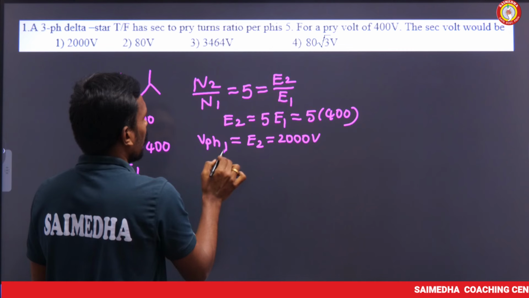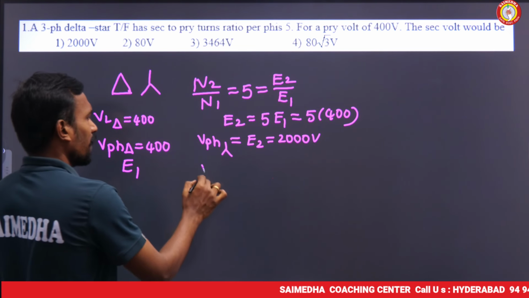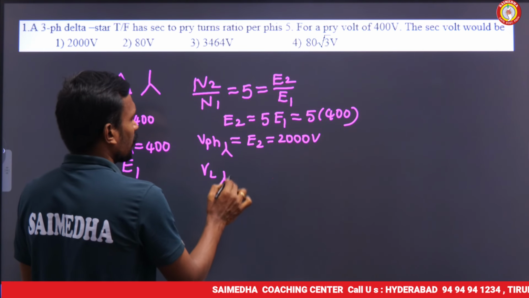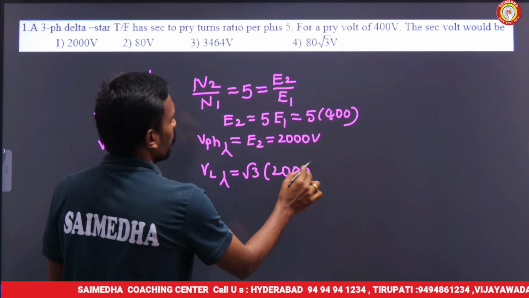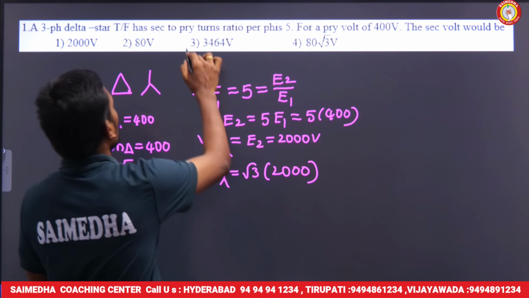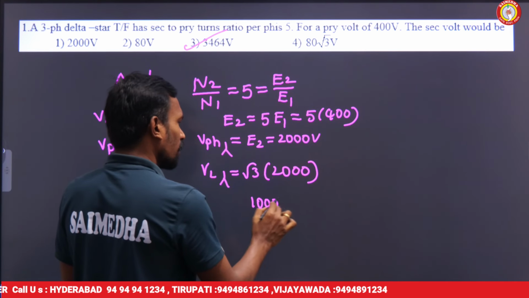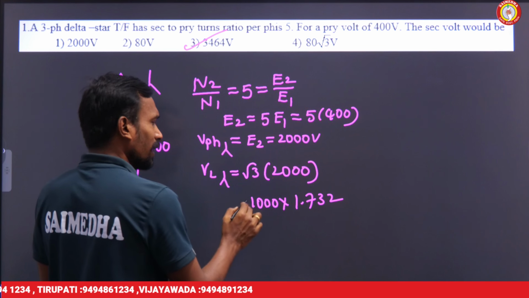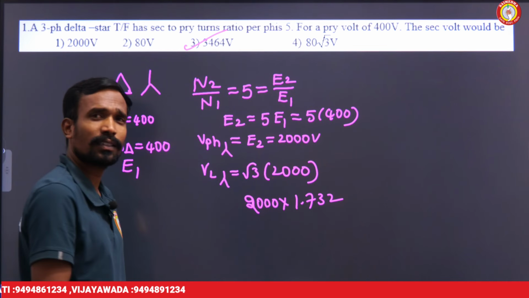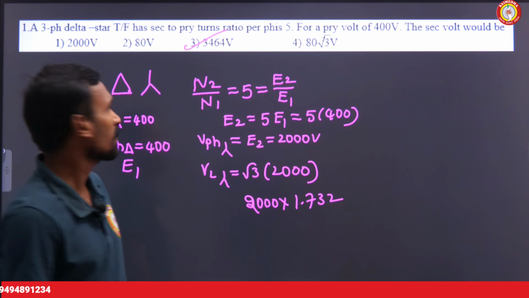the phase voltage of star. If the phase voltage of star is 2000, what is the line voltage of star? Root 3 times the phase voltage. Root 3 times 1000 is how much? 1000 into root 3 is 1700 something. Then 2000 into root 3 is 3400 something, that is 3464. Simple question.